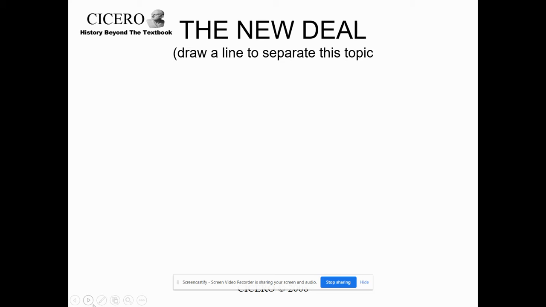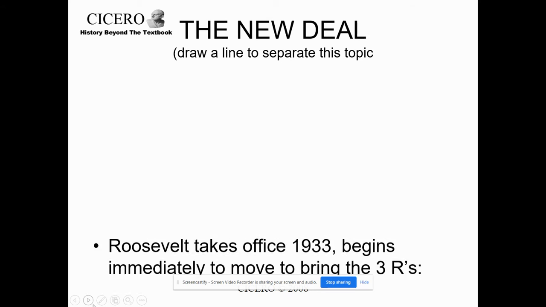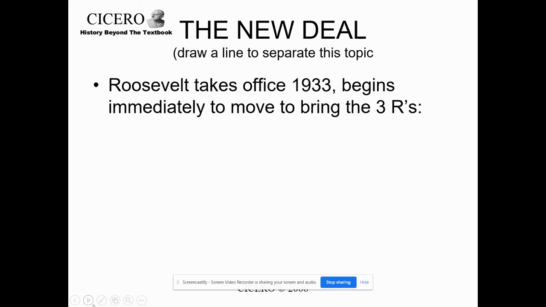Underneath what you just wrote, I want you to draw a line, and then underneath that line, you are going to write the New Deal. It's not an entirely separate set of notes, it's just a transition of topics, so you can put it on the same paper.